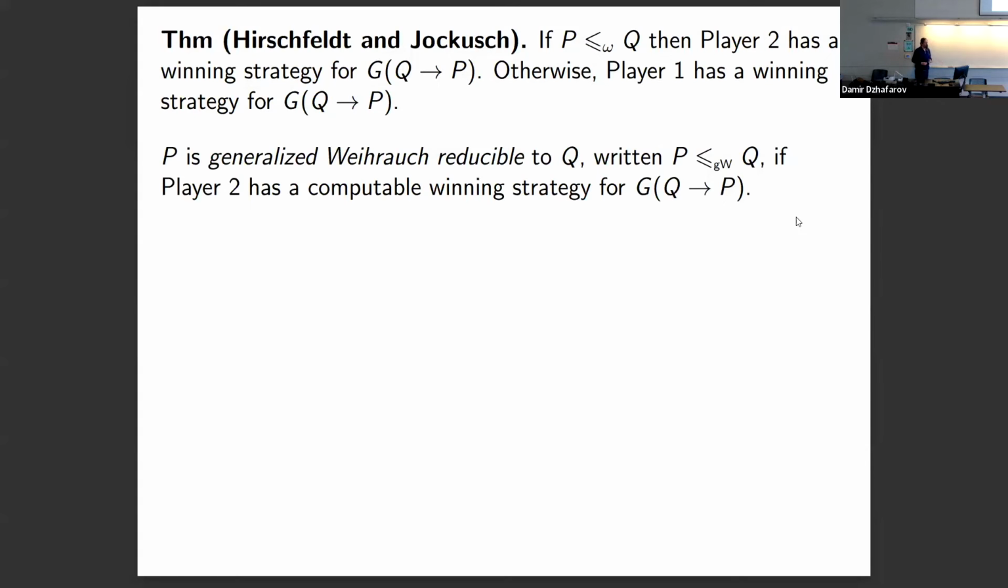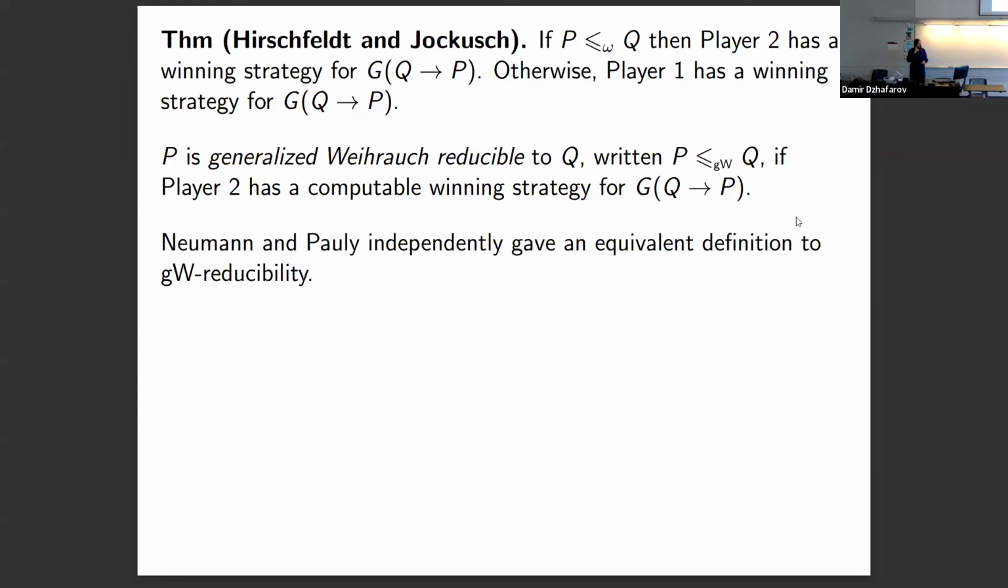So now we define P to be generalized Wadge reducible to Q, written this way, if player two has a computable winning strategy for G, that is, a particular program functional given ahead of time that plays its moves for it, right? It takes player one's first move and plays the second move, takes the second move, plays the third move, et cetera, et cetera.